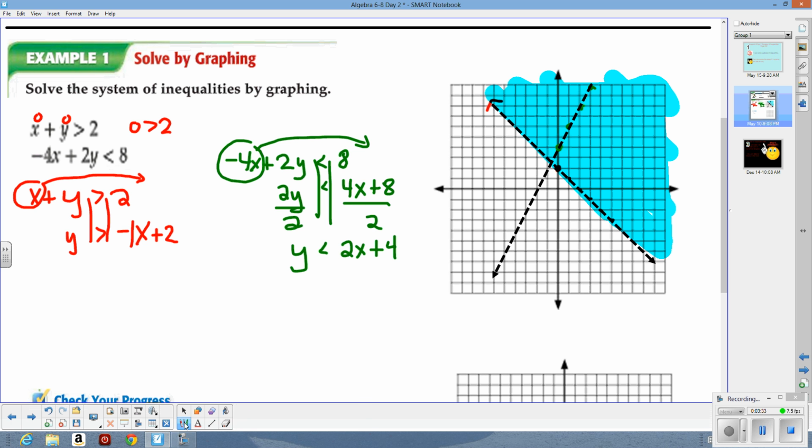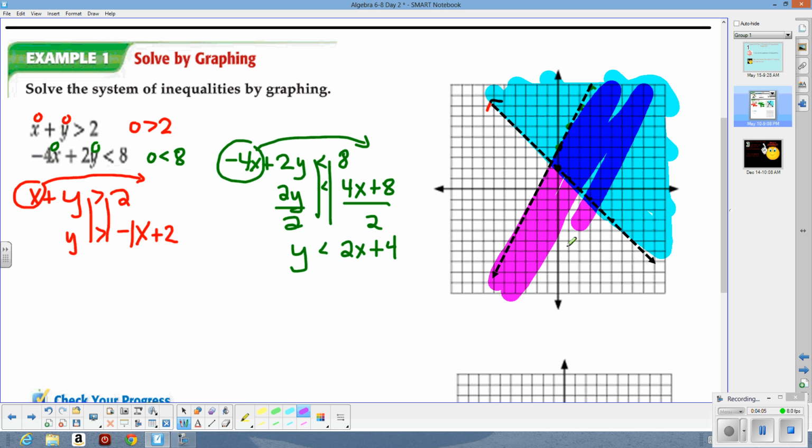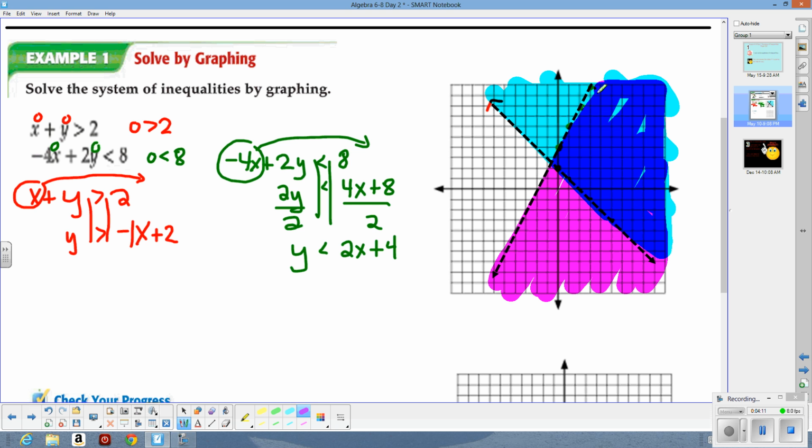Now let's go ahead and test 0, 0. I could plug it in here or go back to my original. We end up with 0 is less than 8, and 0 is less than 8, so we do want to shade the half that has 0, 0. So here's my boundary line, and I do want to include 0, 0. So the solution to this system of inequalities are the points that fall in this dark blue section where the two shadings overlap.